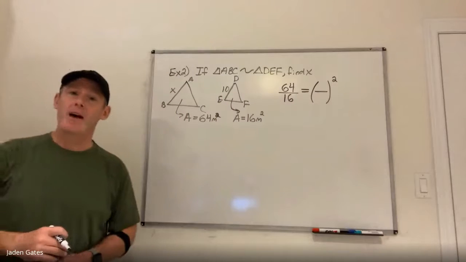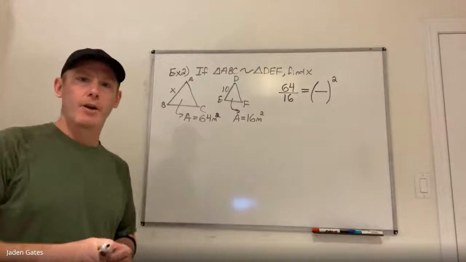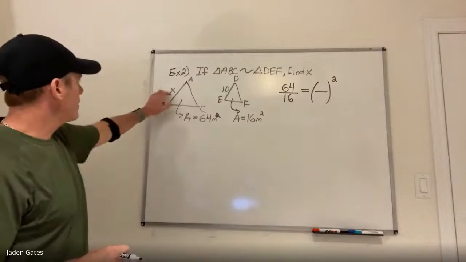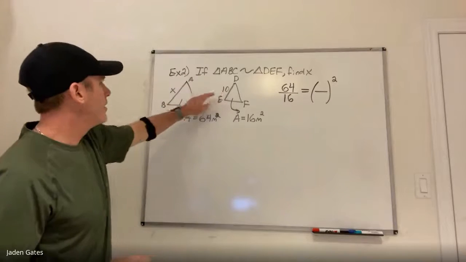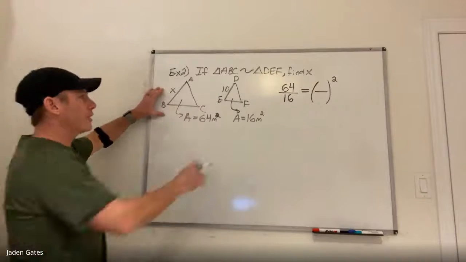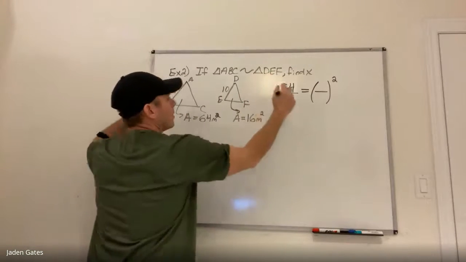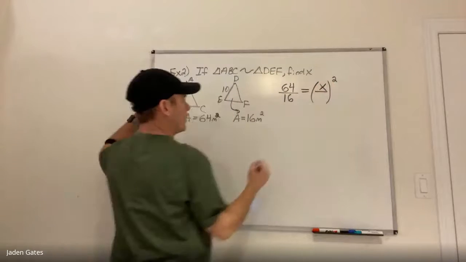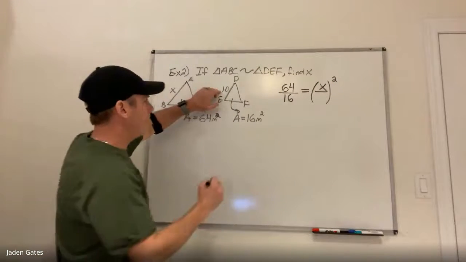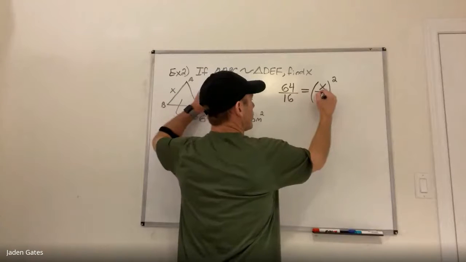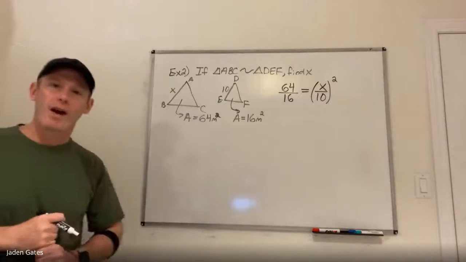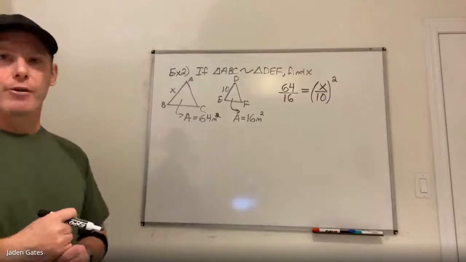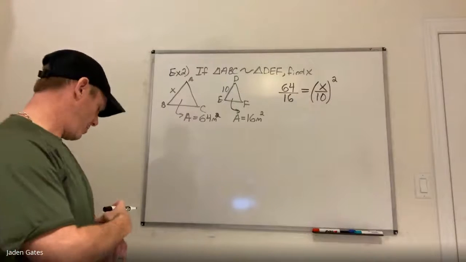Now I only know one side, all right? And the matching sides that I know about are X and 10. Now again, because my triangle on the left is on the top, the X is going to go on the top. The 10, because it's on the triangle on the right, is on the bottom. All right, now I have an equation where I can solve for x. So here's how I'm going to do that.